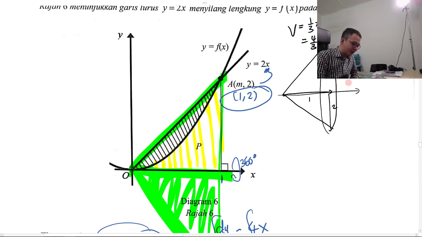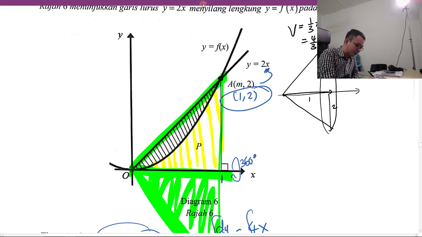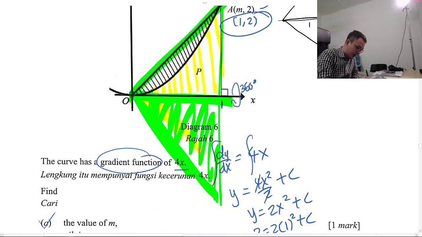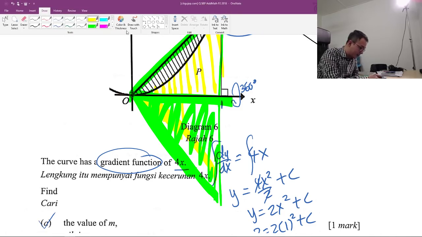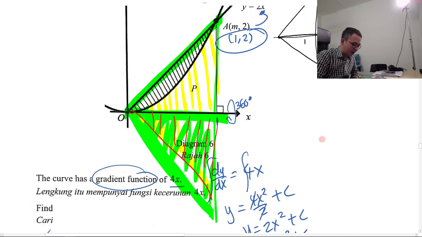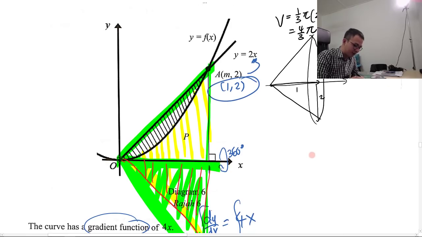Then in order to find the shaded region, I will need to subtract the volume I get when I integrate the curve. Because if I integrate the curve, it actually gives another volume. You will get another volume that looks like this, so I will need to subtract this volume.